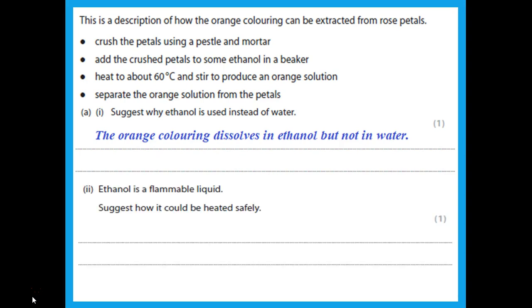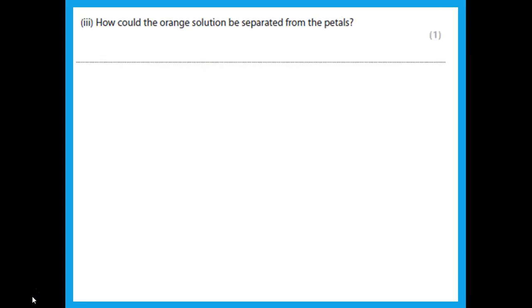Ethanol is a flammable liquid. So just how could it be heated safely? Remember when we were talking about experimental techniques, we said if I am heating something that contains ethanol, ethanol is flammable, so I should do what? I should heat in a hot water bath. Put the test tube into a beaker containing water, and it's the beaker containing water that has been heated, not the test tube directly. So we say heat in a hot water bath.